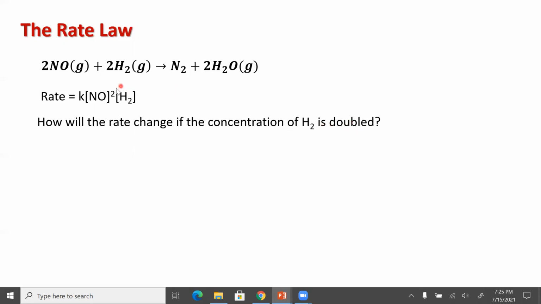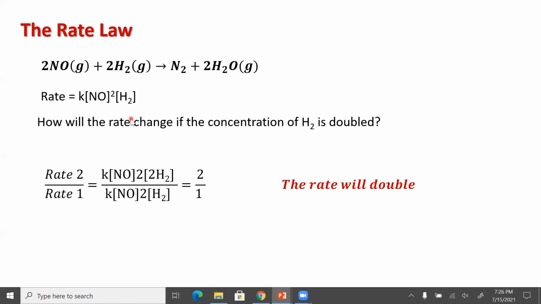Okay, so hydrogen in this reaction is a first order reactant. That means that the concentration of hydrogen is directly proportional to the rate of the reaction. So if we double the concentration of hydrogen, that's going to double the rate of the reaction.